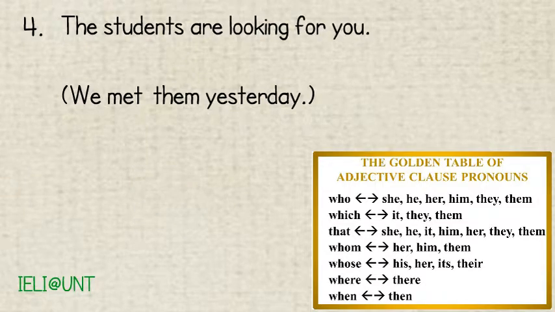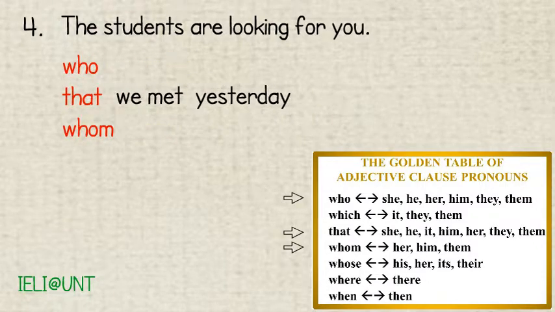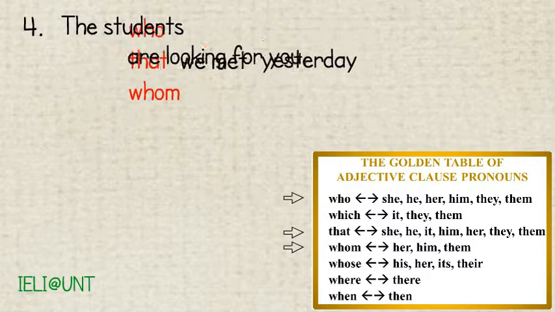Look at the table of adjective clause pronouns. Them occurs 4 times, with who, which, that, and whom. However, which is for things, not people, so we can use only who, that, and whom. First, change the pronoun. Then move the pronoun to the beginning. Finally, put the adjective clause after the antecedent. The antecedent is the students.